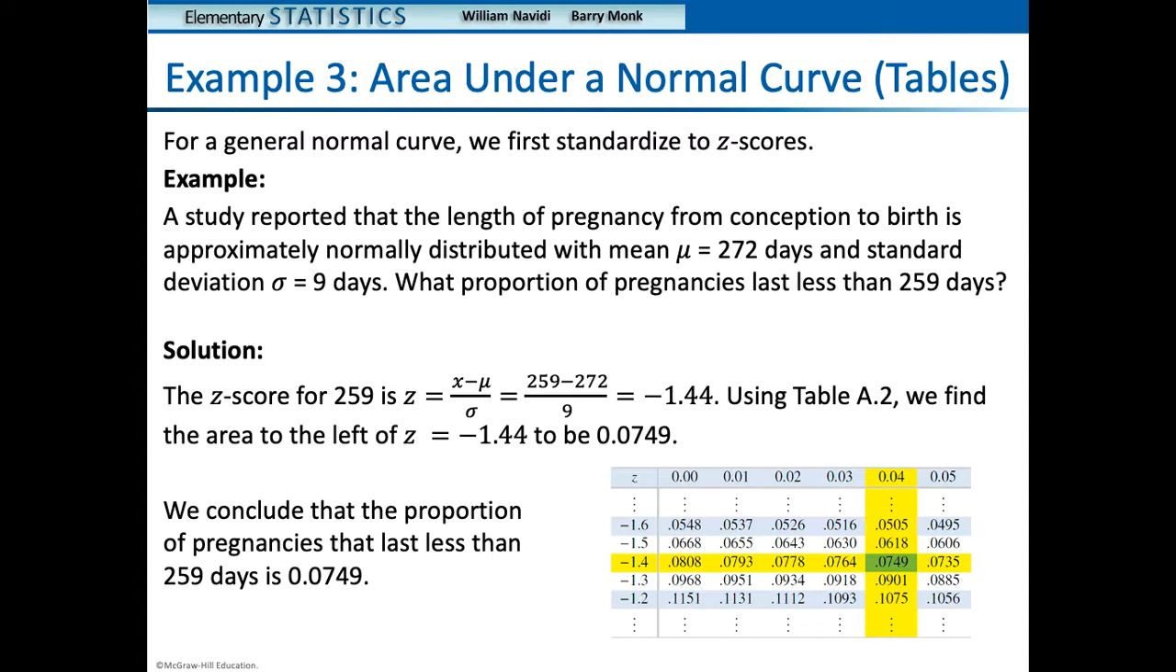Now we can go to the table and just do exactly what we did in the previous examples. Find the area to the left of z equals negative 1.44. Find negative 1.4 on the left column, move over that row till we're directly underneath 0.04, and the number we find there is 0.0749. So we conclude that the proportion of pregnancies that last less than 259 days is 0.0749.